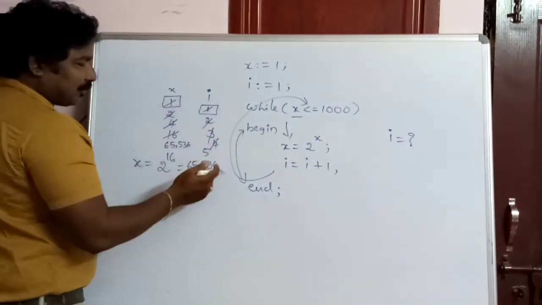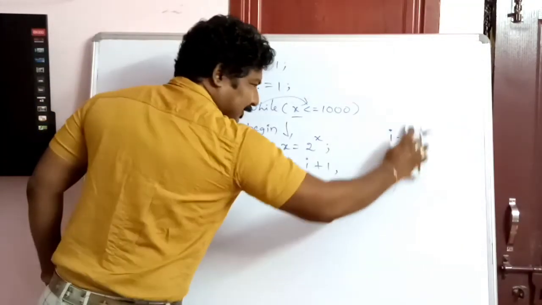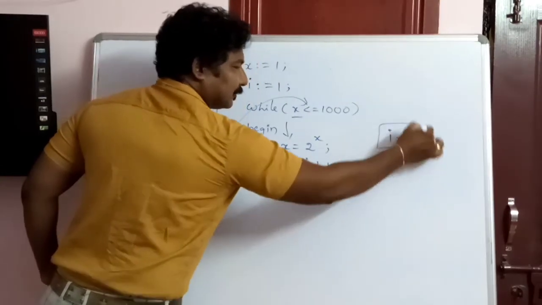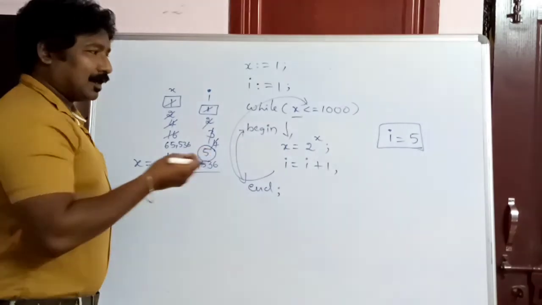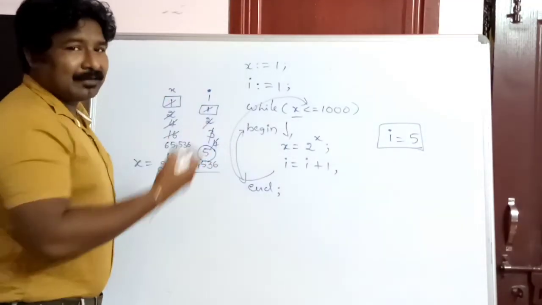Just look at the I value. What is the I value? That is 5. So friends, by the end of that loop, my I value becomes 5 now. Friends, this is one of the important bits. Please look at it carefully. By the end of this loop, the I value becomes 5.